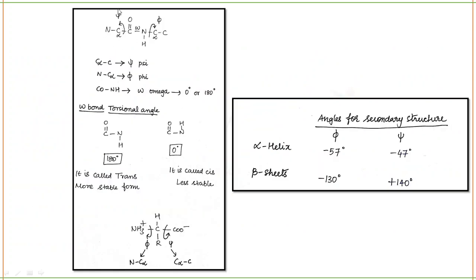Here you see this is one amino acid and this is another amino acid, which are linked with each other using a peptide bond. Actually, I have not drawn the complete amino acid because the structure is not really important. Here we are going to talk about the angles.